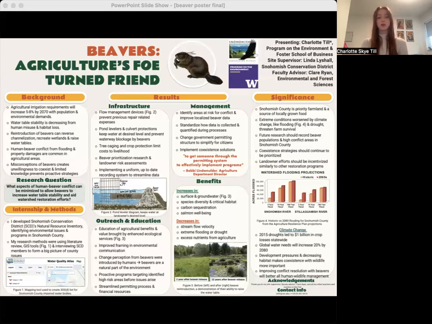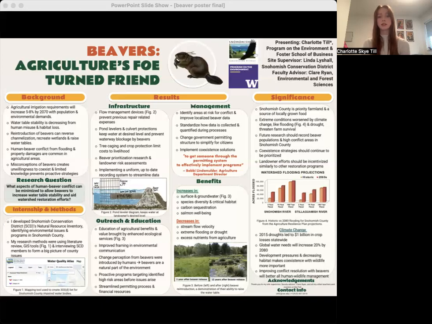The effect of beavers on the environment can be seen in Figure 3, demonstrating the drastic change in landscape and surface water that can occur in just 12 years. The significance of this research lies in Snohomish County's status as priority farmland and a source of locally grown food. Extreme flooding and drought threaten the future of farmland in Snohomish County, as indicated by the watershed flooding projections figure.